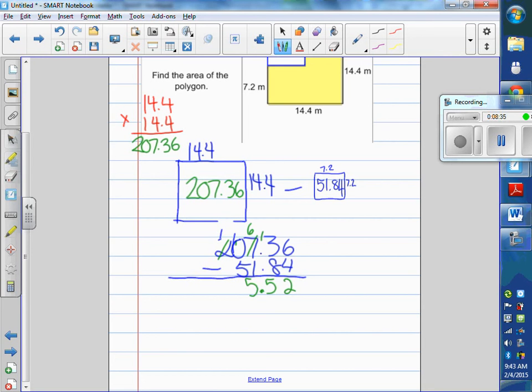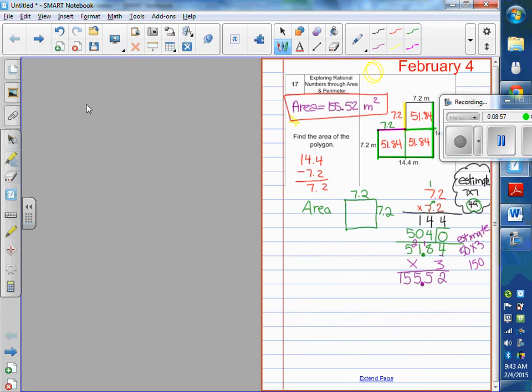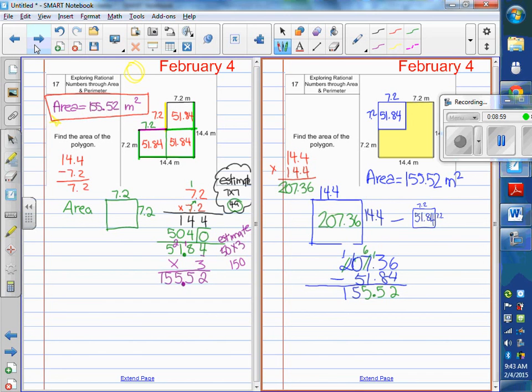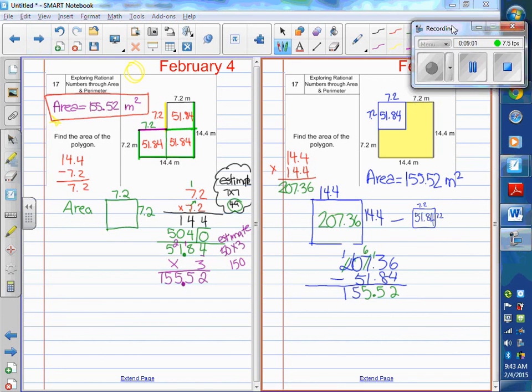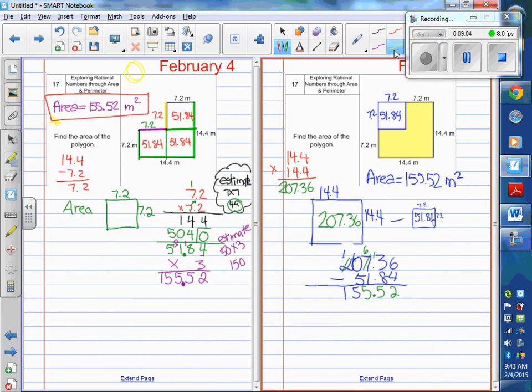Five from 10 is 5. And so we still have 155.52 meters squared. We have the same answer, and we found it 2 different ways.